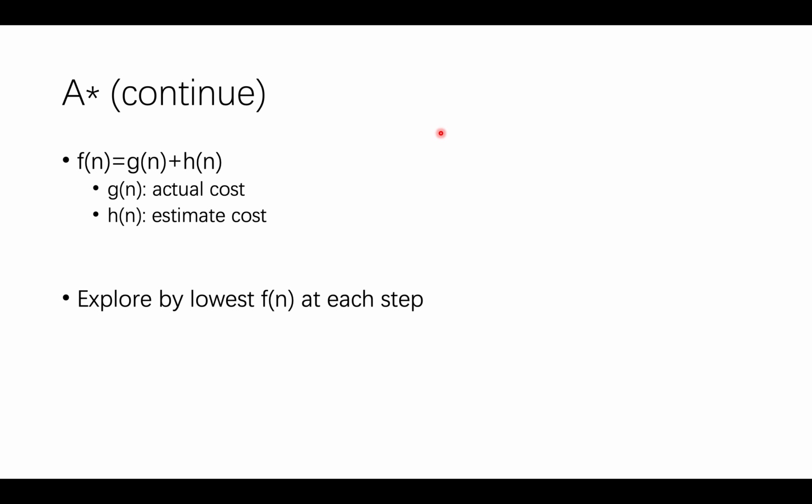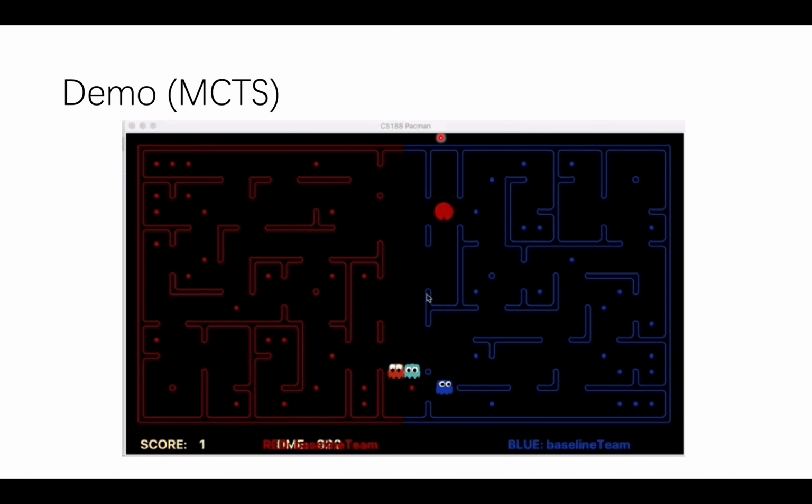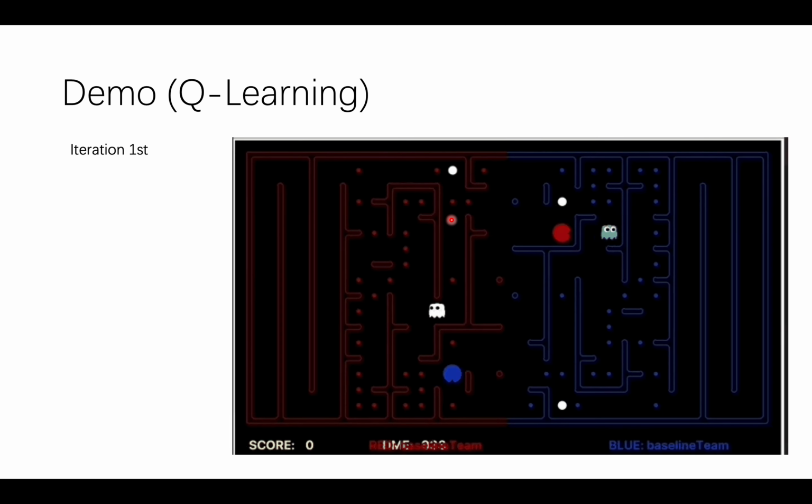Then I will show you some demos of the application of the 3 techniques we use. This is the first demo, MCTS. Notice that the offensive agent in the red team is moving in a random fashion. Ideally, we don't want our Pacman to go into this dead end, as there is no food and it also circles around randomly.